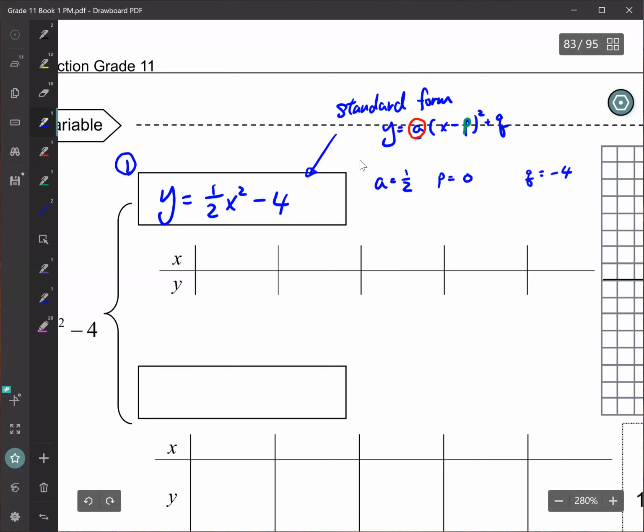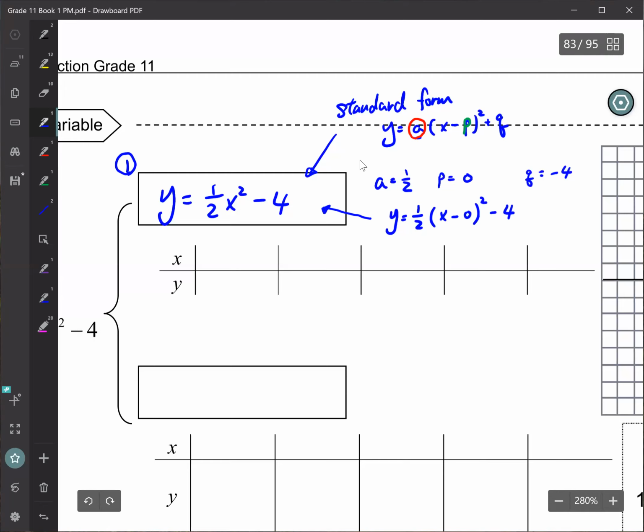If I try to plug in A, P, Q into the form, then the form will look like this. Y equals half times (x minus 0) squared minus 4, where 0 is the P and -4 is the Q. But x minus 0 is the same as just x. Anything subtract 0 doesn't change, it just stays as x. So it'll be x squared. That's why it's the same.